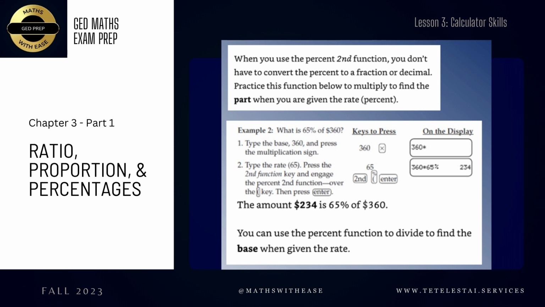But if you don't want to be bothered with that, you can enter 360. Then you would press your multiplication key. You would enter 65. Then you would press the second function key, and then this open parentheses key, which takes you into the second function zone that immediately adds the percentage symbol to your entry. Then you would just press enter and you would get 234. To me, that's a longer step, but it's whatever you're comfortable doing.